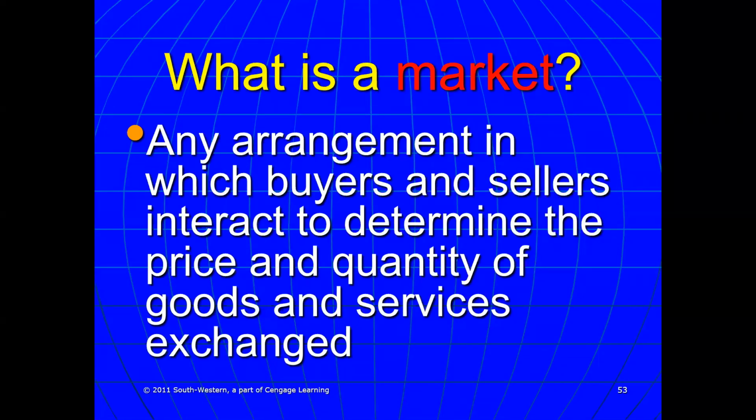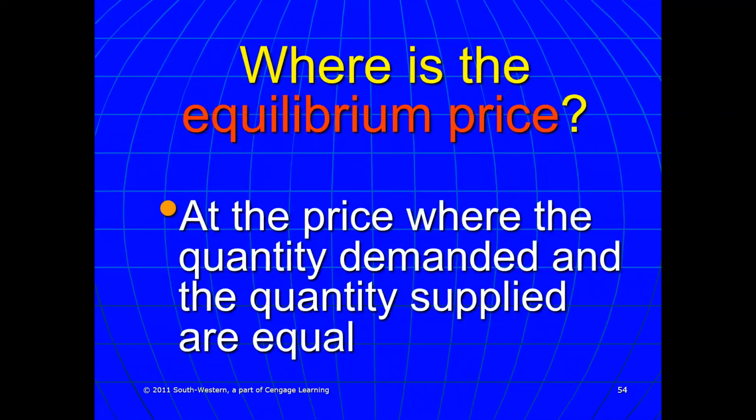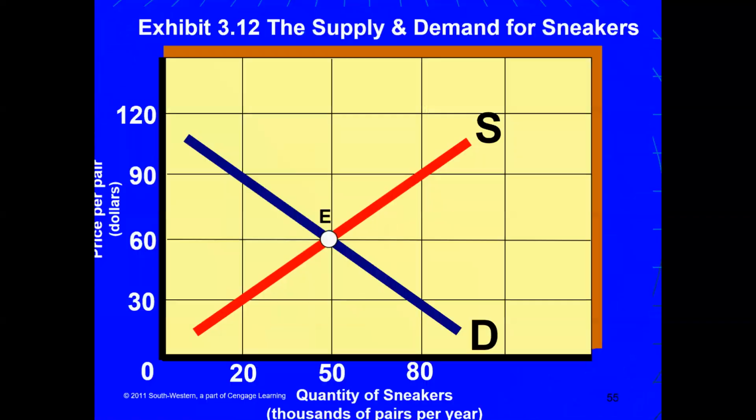I've used this word market before, but just to make sure everybody's on the same page, a market is a group of buyers and sellers, or it can be an arrangement. It can be online, it can be face-to-face. So any type of situation where we have buyers and sellers interacting, the price is the main signal in a market. Equilibrium is the price at which supply and demand meet, and it's where quantity demanded and quantity supplied are equal.